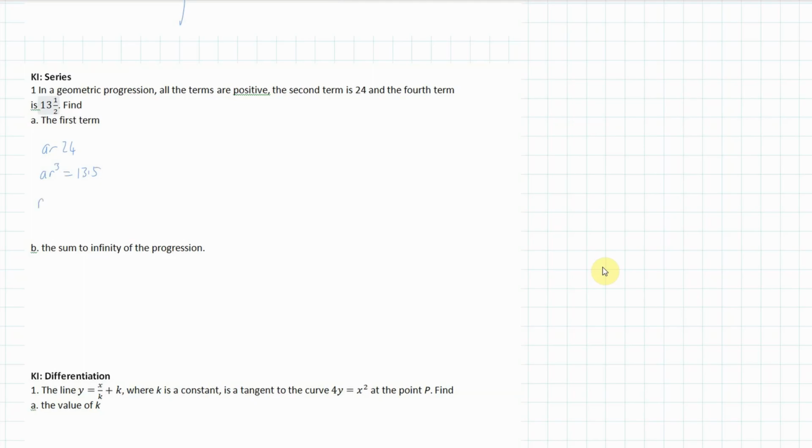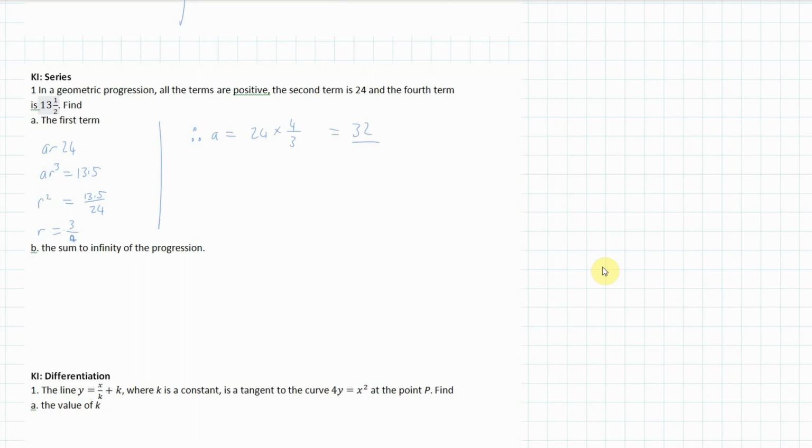And therefore we know that r squared is equal to 13.5 over 24. And therefore r is equal to the square root of that, which is 3/4. And therefore a equals 24 times 4 over 3, which is 32. Okay.